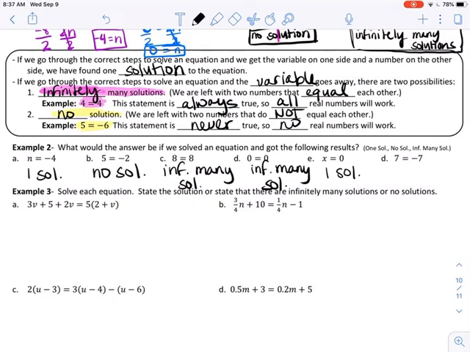And for D, you'll have 7 equals negative 7. Some people think this is infinitely many solutions, but a negative is very different from a positive, so this is actually no solution. Okay, that's what you're doing today.